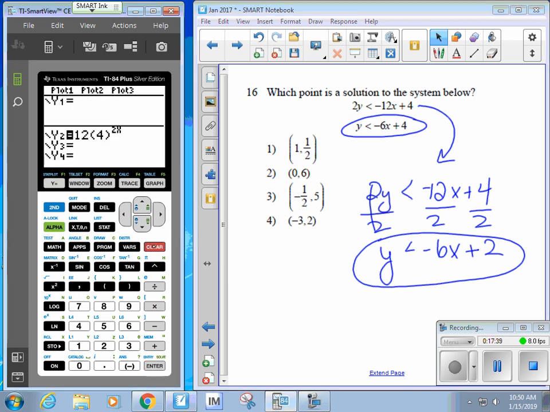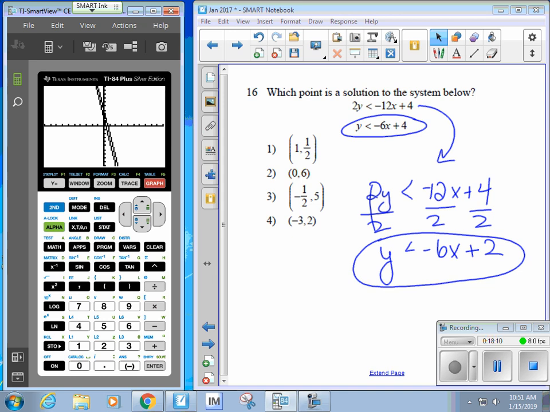So I'm going to type them both in, and I've got negative 6x plus 4, and I've got negative 6x plus 2. And these will graph quickly because I'm on the computer emulator and not on the calculator, so I'm going to do the second one with a little ball so you can see it go slowly. So here's the first one, and then the second one's right below it, really, really close.